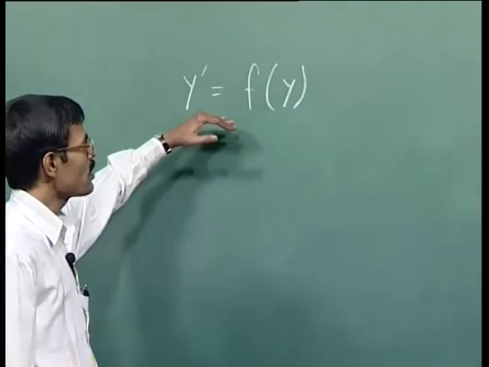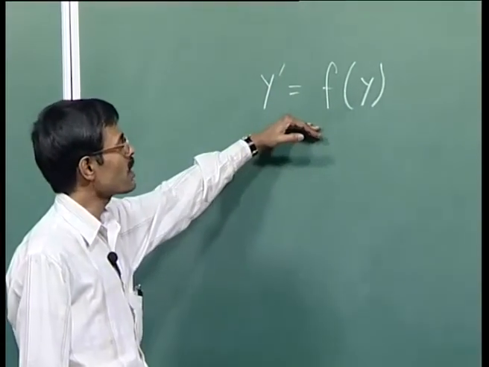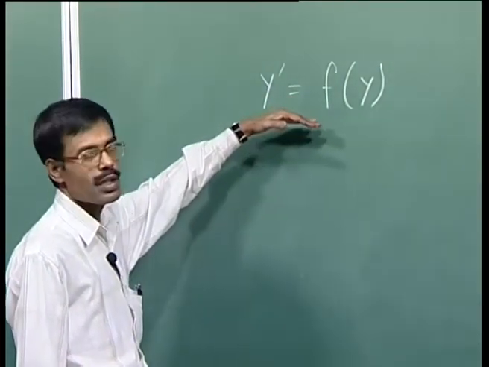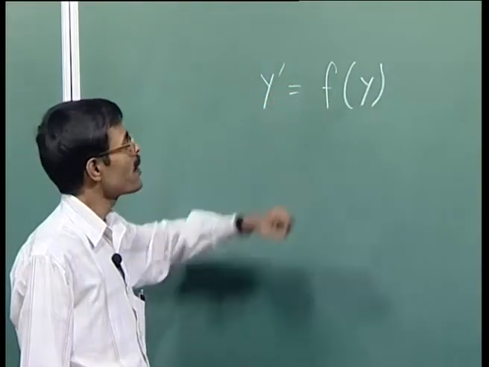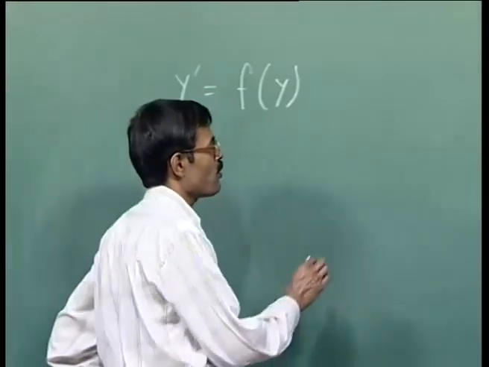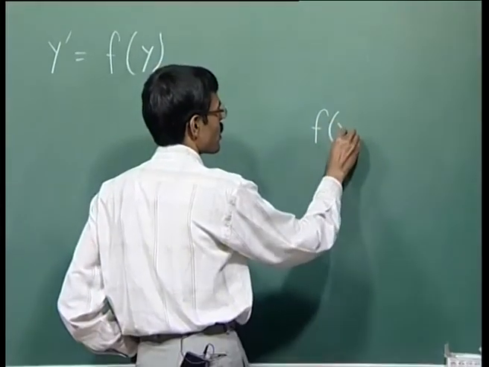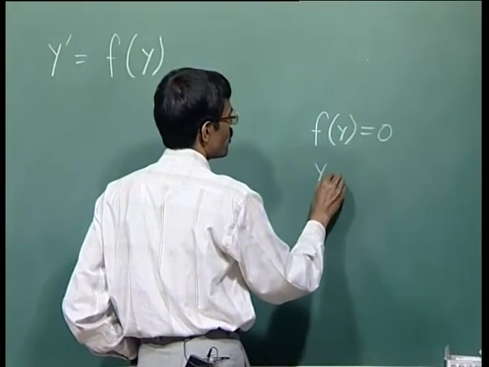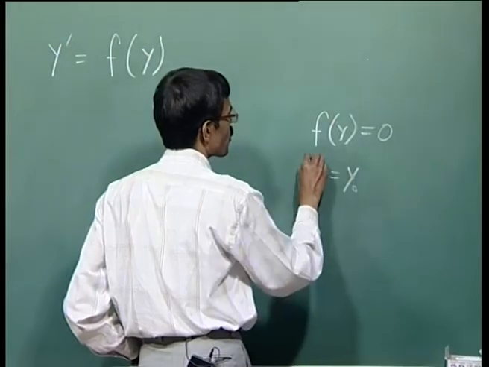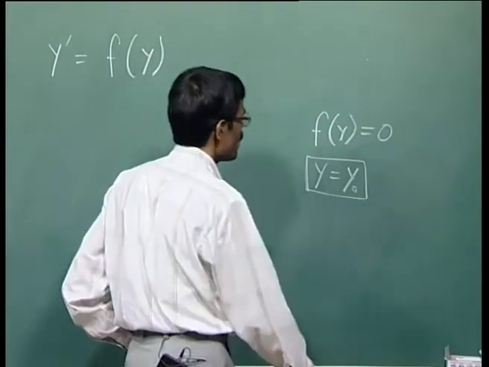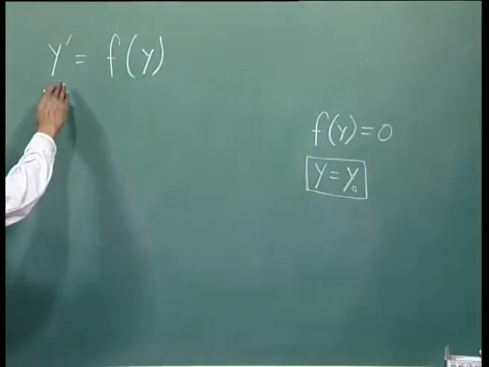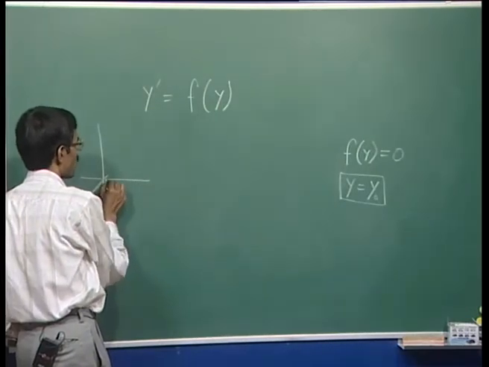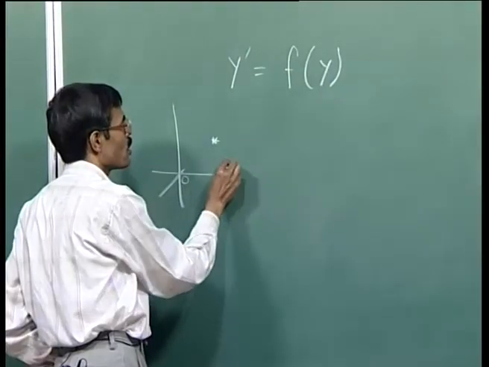Say this is the system of differential equations describing an autonomous system, describing a physical system which does not have explicit dependence on time. Now, suppose we separately solve for this system of nonlinear equations and find out that y equal to y 0 happens to be one solution of this. Now, suppose this is the frame of reference of y. So, y equal to 0 is here and y equal to y 0 is here.